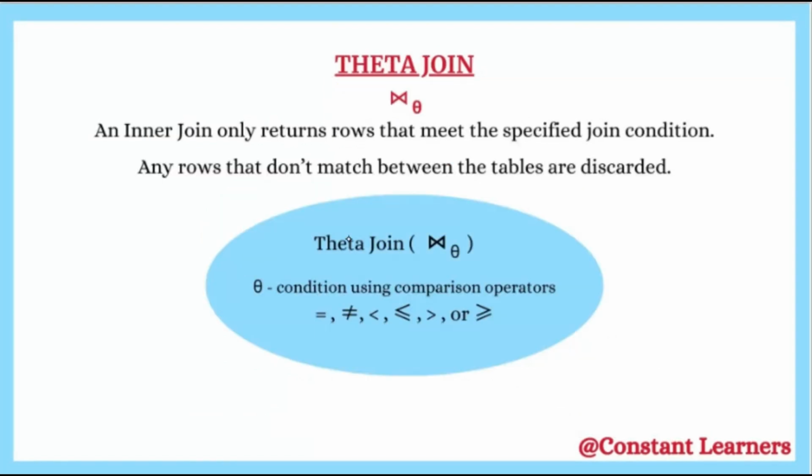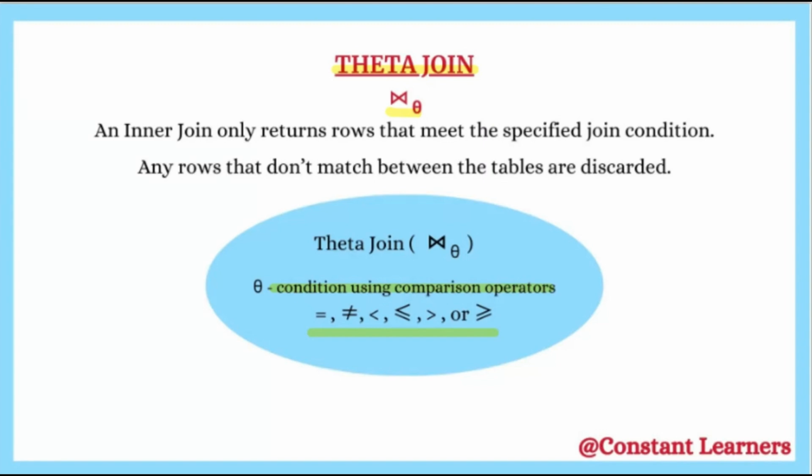Now the first type of inner join is theta join, which is represented by the join symbol along with theta. Here theta represents the condition using only and only comparison operators like is equal to, not equal to, less than equal to, greater than or greater than equal to. So the condition on which we join the two tables can only contain these comparison operators. We'll understand this in a bit.